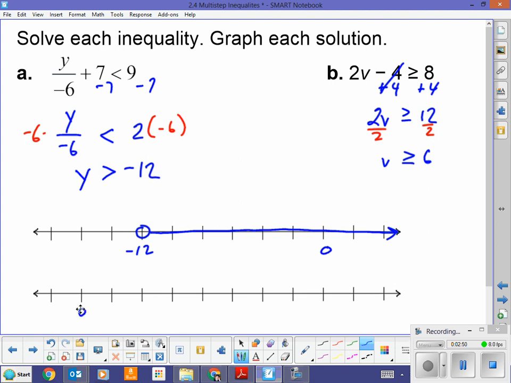So let's see, 0, 1, 2, 3, 4, 5, 6. And we'll put 9 there for giggles. My boundary is 6, and it's equal to 6, so I'm going to color that in as a solid dot. And I want the numbers that are greater than 6, so I'm going to go to the right. Good. Basic examples, two-step inequalities.